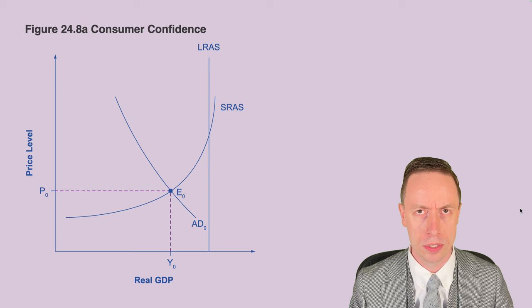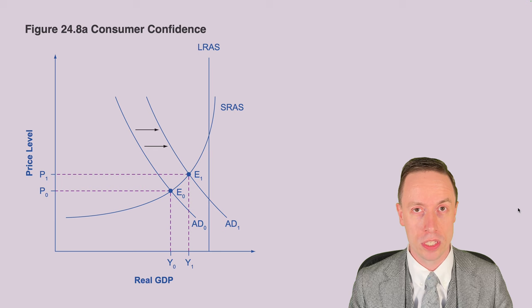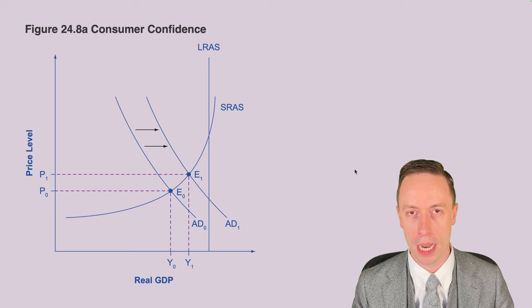Aggregate demand shifts to the right. And what do we see? A little bit of a self-fulfilling prophecy here. As confidence in the economy grows, our output gap shrinks, higher real GDP, and inflation starts picking back up.